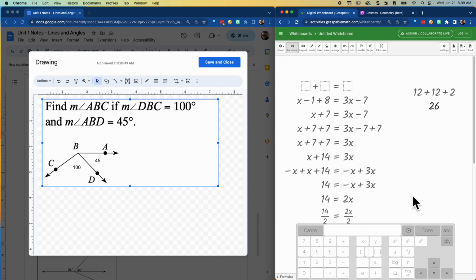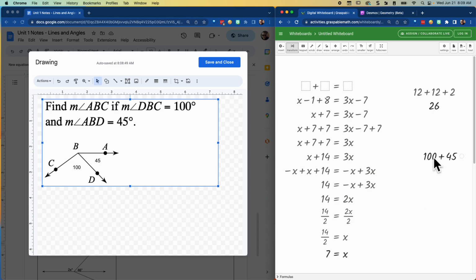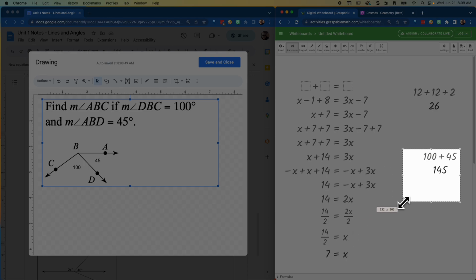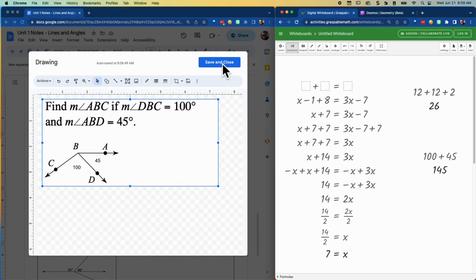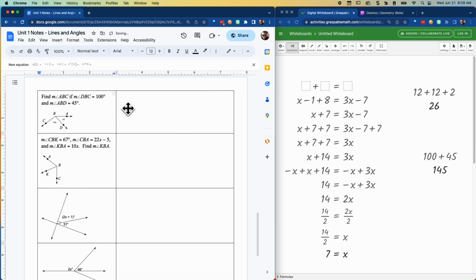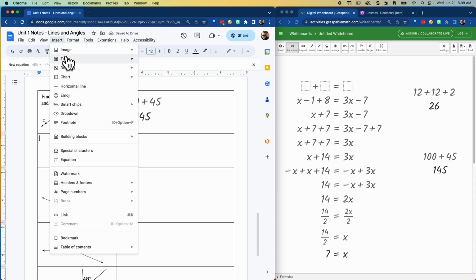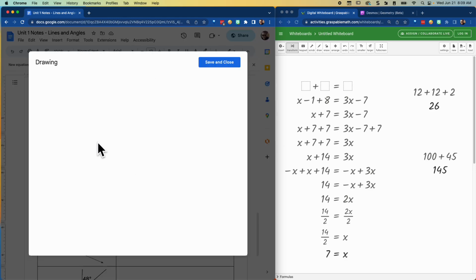So I'm going to have 100 plus 45. And then just to simplify that, that's 145. Screenshot that. Very easy. The hard part was trying to put the measures in the right places. Awesome. Now this next one, we are going to see that we have some equations to set up. So let's first start putting the equations in the right places.